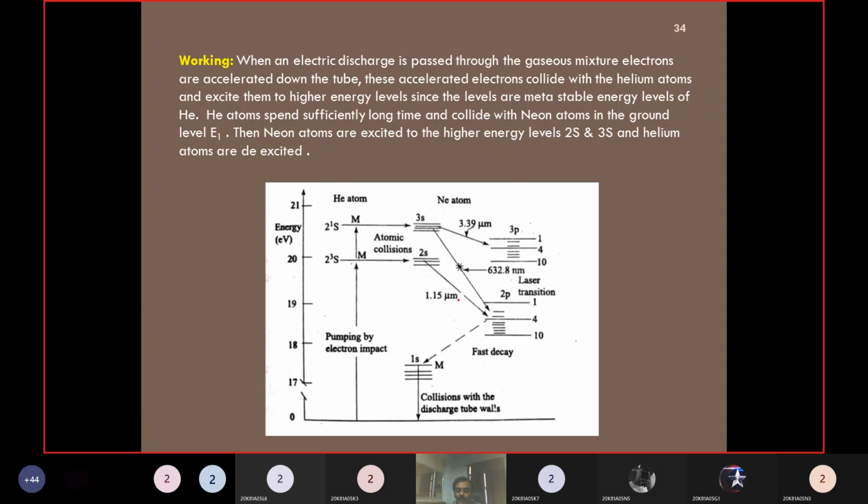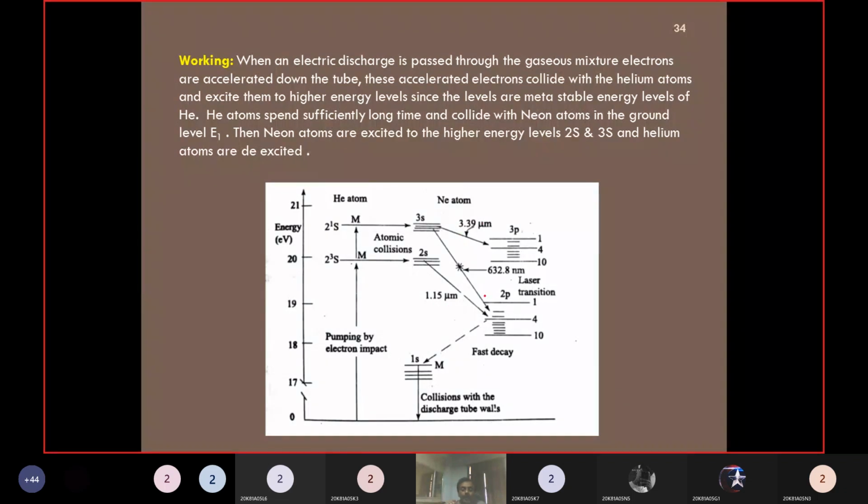So how many lasers are emitted here? Three lasers are emitted. One is 3.39 micrometer, another one is 632.8 nanometer, and another one is 1.15 micrometer. So three lasers are emitted here.